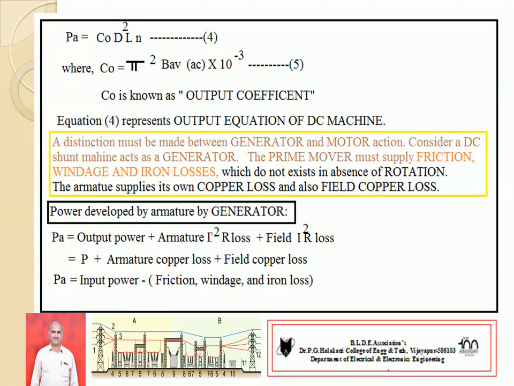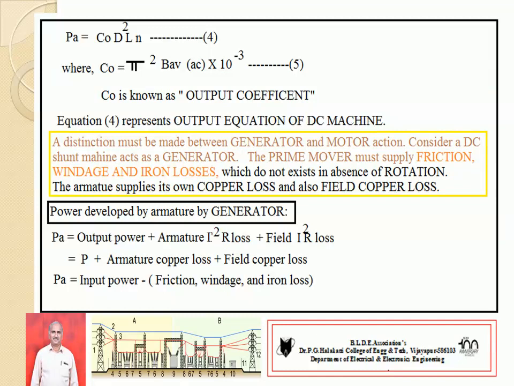This is referred to as the output equation of DC machine, either a motor or a generator. Later on we will see, C naught is known as the output coefficient. What is the value of C naught? C naught equals pi square B average AC into 10 to the power of minus 3, equation 5. Hence, you remember these two expressions to calculate the problems.